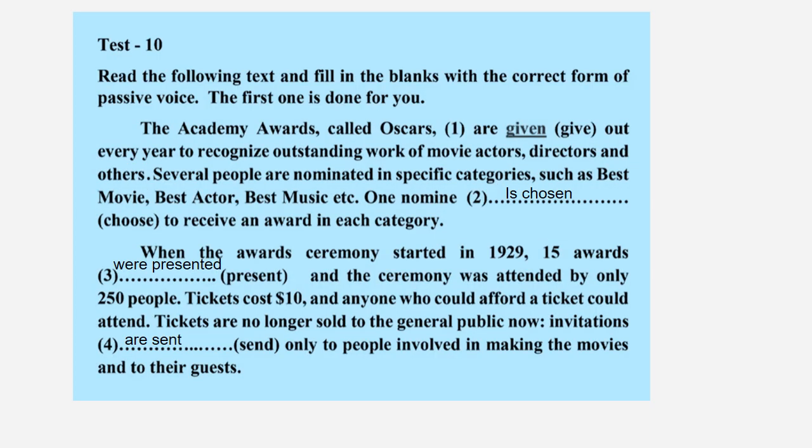Okay, now time to check the answers. The Academy Awards, called Oscars, are given out every year to recognize outstanding work of movie actors, directors and others. Several people are nominated in specific categories such as best movie, best actor, best music, etc. One nominee is chosen to receive an award in each category. Right, one nominee is chosen. Chosen is the past participle.